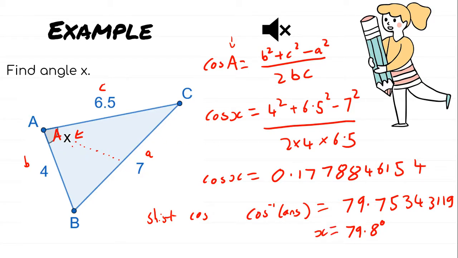Again, just check that it makes sense. This is clearly smaller than a right angle, so this angle is less than 90 degrees, but it is quite a large angle, so it's a large acute angle. 79.8 degrees makes a lot of sense for that angle there. So it's always worth just checking, does this actually look like it could be about 80 degrees? And I think we agree that it can.